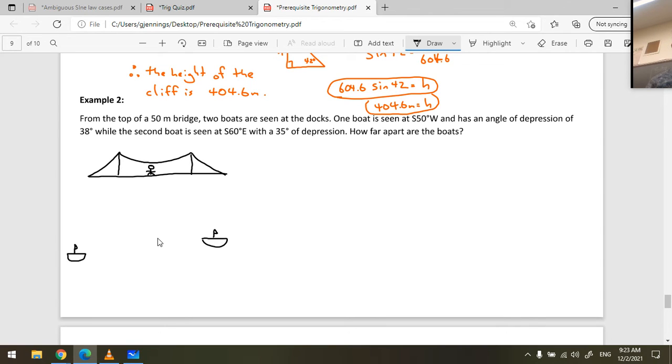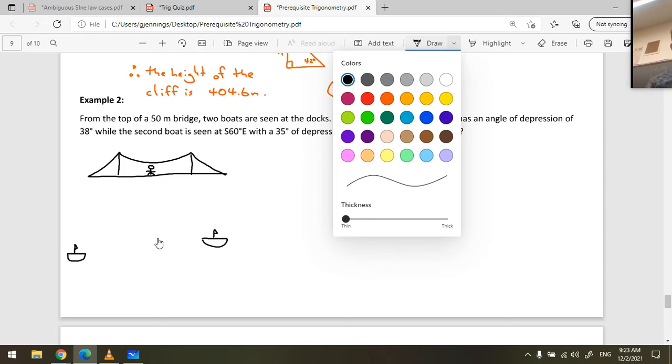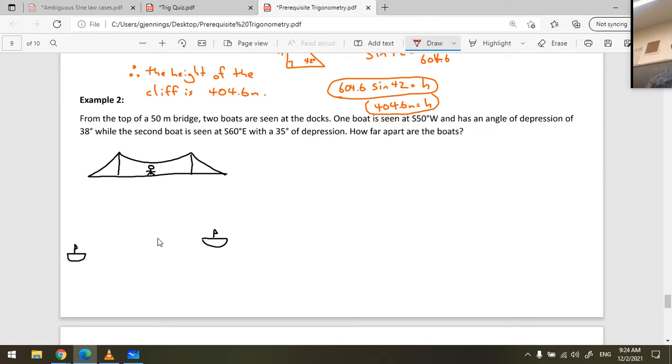So I'm going to do my triangles, I'm going to try to do them in 2 colors here, red and blue. And I'm going to start this one. This line is going to be part of both triangles, and you'll see that in a second. This line comes down, and it's 50 meters going straight down. This is 50 meters high, this bridge. 2 boats are seen at the docks, okay?